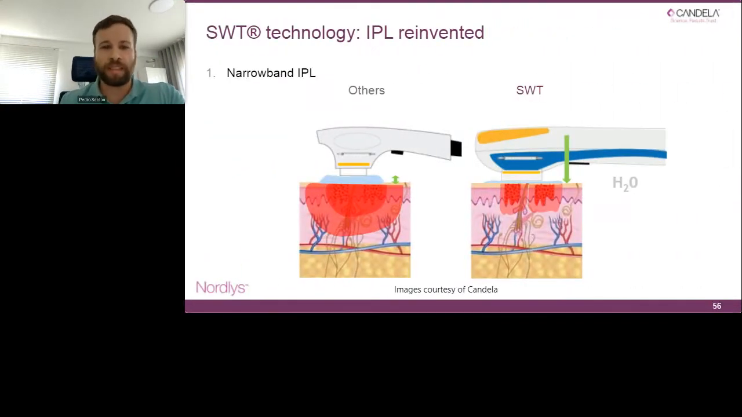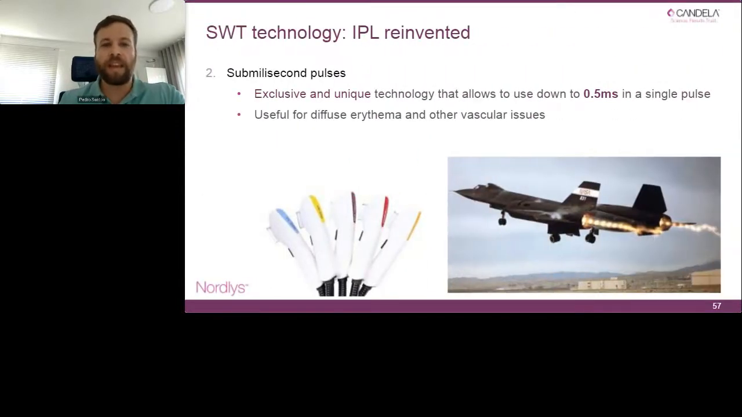The second feature that I would like to cover is the use of 2 millisecond pulses that can be almost comparable with a PDL system. This technology is exclusive and unique to this system and allows us to use pulses down to 0.5 milliseconds in a single pulse. This will be useful for treating diffuse erythema and other vascular issues, for instance, port-wine stains.